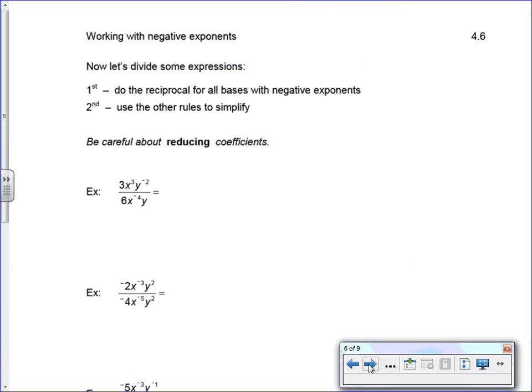Negative exponents are super important for the study of upper level math. And so I guess we'll just take a little bit of time on it. We're going to do the same thing. These are now division problems. We're going to do the reciprocals for all bases with negative exponents. That means move things to the right place. And then we're going to use our other rules.